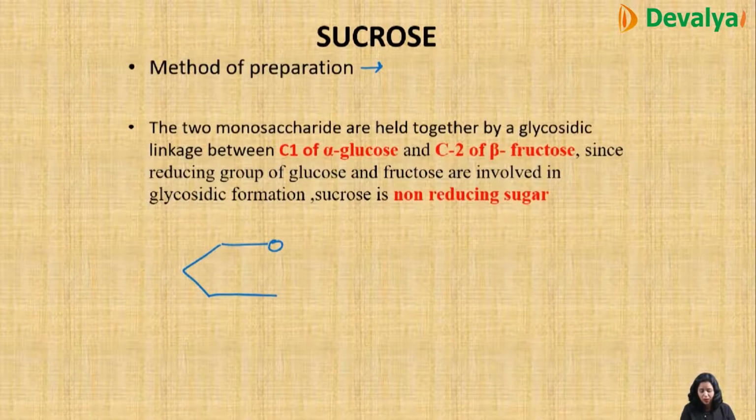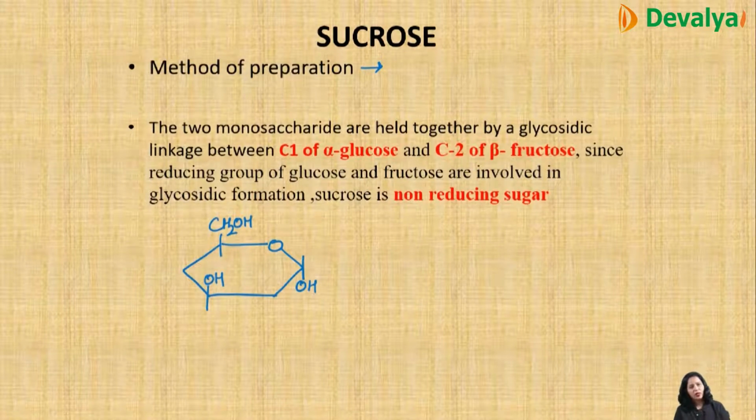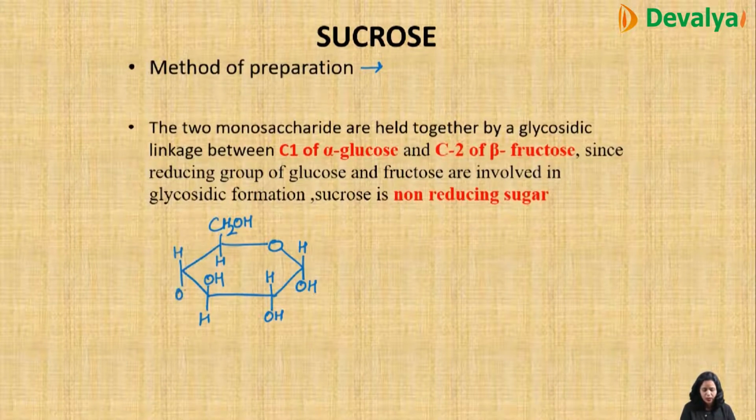Now the alpha glucose. First make this structure, then CH2OH on the upper side, third OH on the upper side, and if it is alpha, then the OH will be on the lower side. So this way, and then draw the rest of the hydrogen and oxygen. Here is H, here already OH on the upper side, H, OH, H, H, here OH on the upper side, H and OH. So this is your alpha glucose.